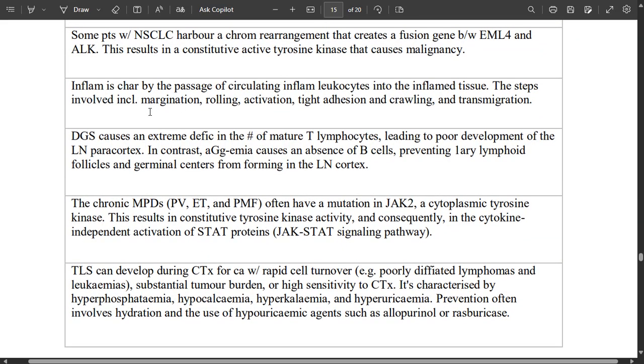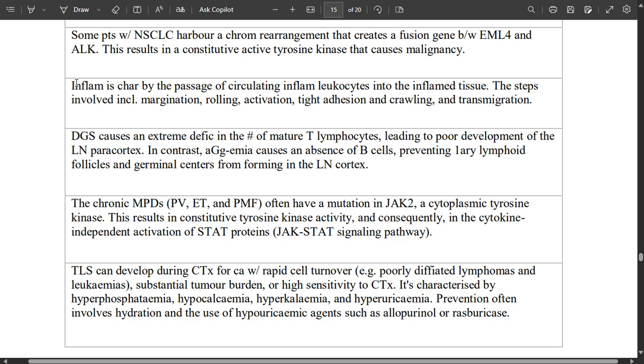All right. Inflammation is characterized by the passage of circulating inflammatory leukocytes into the inflamed tissue. So circulating inflammatory leukocytes enter the inflamed tissue, which causes inflammation. The steps involved include: first the activated leukocytes come to the margin of the endothelium, so margination occurs, then rolling occurs, and it activates and releases integrin receptors. It then binds, tight adhesion occurs, and then it crawls and transmigrates through the cells.